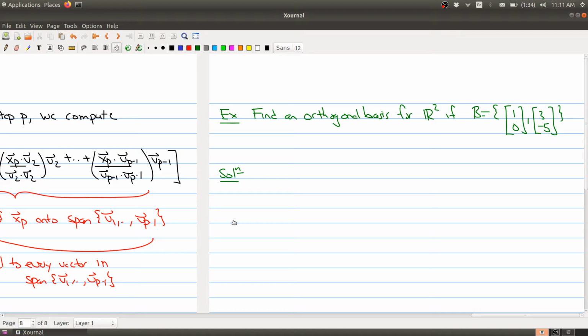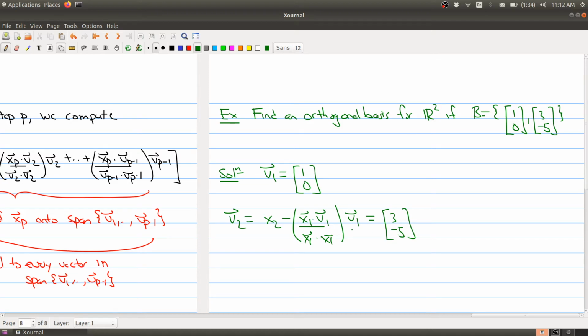Just to reinforce the process, I thought I'd do a very simple example to end today's lecture. Let's say we're given the basis (1, 0) and (3, -5) for my space R2, and I want to compute an orthogonal basis. V1 is my first vector, so it's just (1, 0). That part's easy. Then V2 I get by taking x2 minus x2 dotted with v1, over v1 dotted with v1, times v1. Here I have the vector (3, -5). I dot this vector with (1, 0), so I get 3 upstairs, and then the length squared of the vector downstairs, 1, and then I multiply by (1, 0), and I get the vector (0, -5).